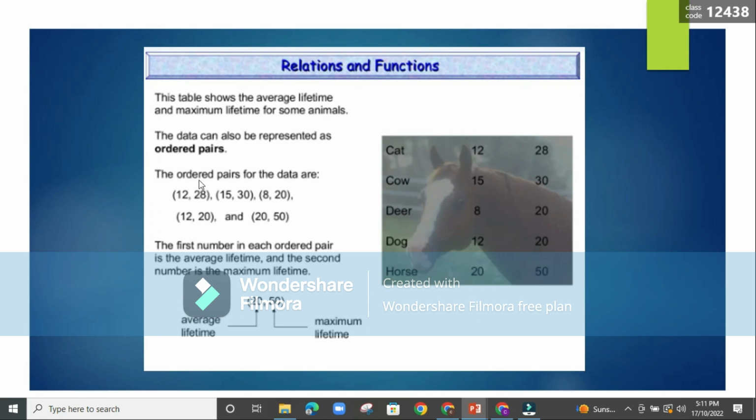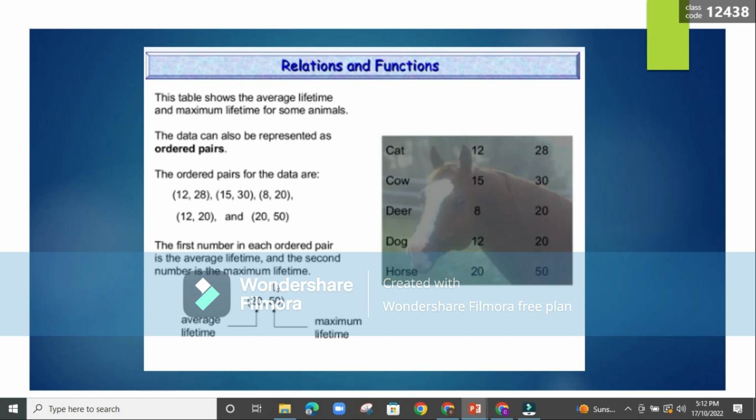Then the ordered pairs for the data are 12, 28 for the cat. For cow, we have 15, 30. For deer, we have 8, 20. 12, 20 for the dog, and for the horse, you have 20, 50. So the first column is the average lifetime, and here is the maximum lifetime for some animals. The first number in each ordered pair is the average lifetime, and the second number is the maximum lifetime.